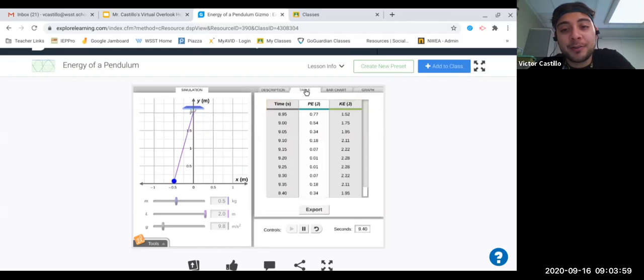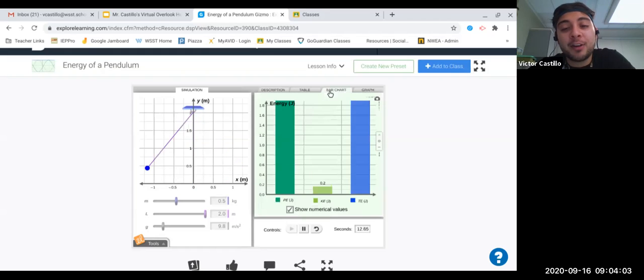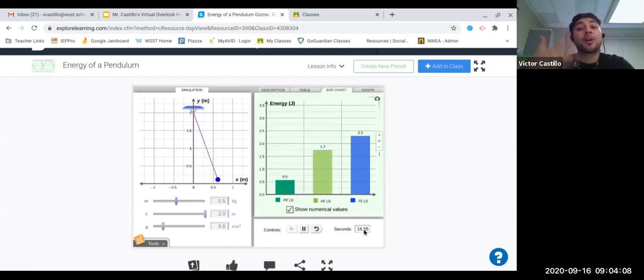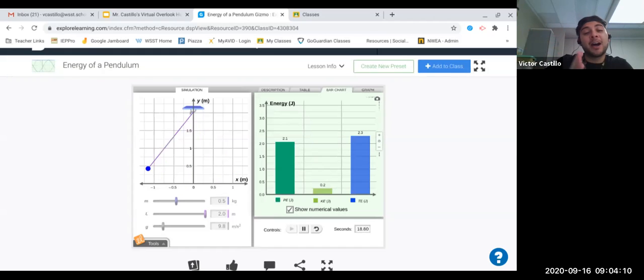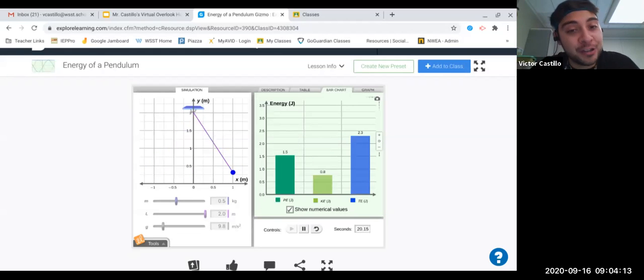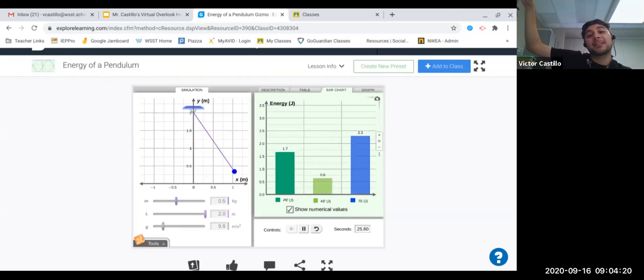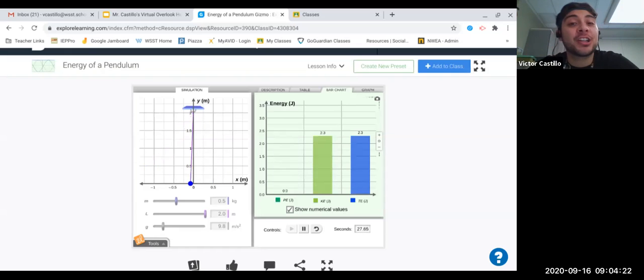If I go to the table, you can see the energy right there being transferred back and forth. If I go to the bar chart, same thing. Now it's more energy though, right? Since I held up higher, there's more energy to it. As opposed to my 20 degrees, I didn't have as much energy. The higher I hold it, the more energy is going to have to transfer. Now instead of 0.6 joules, it's 2.3 joules of total energy. But the same rules apply.